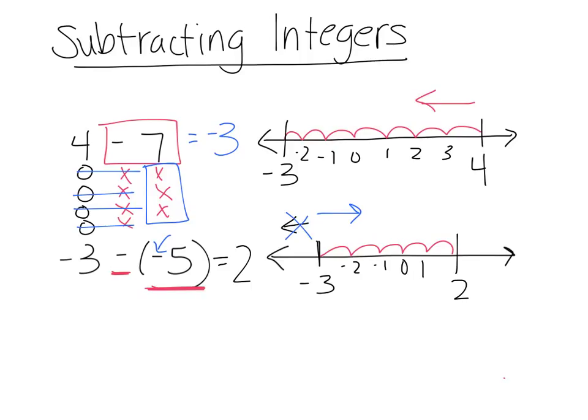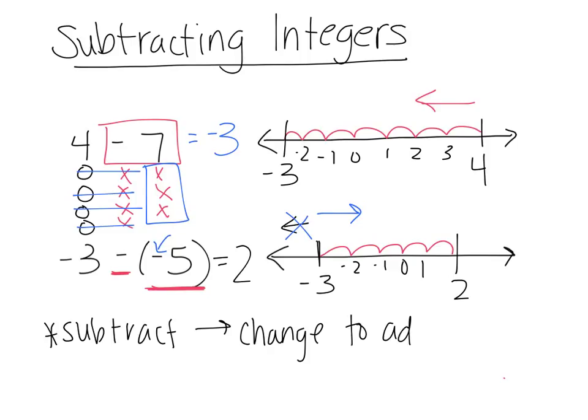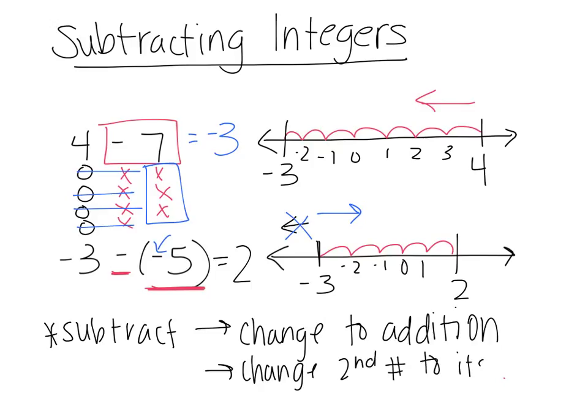So how that happened was, we're going to talk through some rules. When you are subtracting integers, what you are actually going to do is change the subtract sign to addition. And you're also going to change the second number to its opposite.